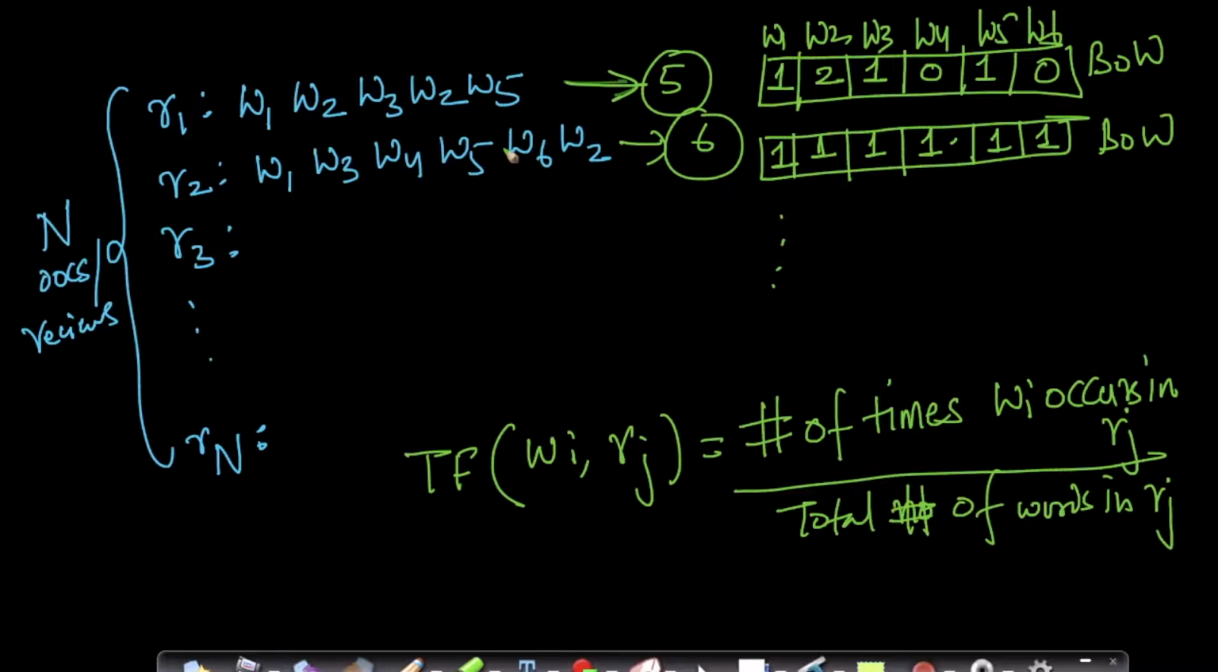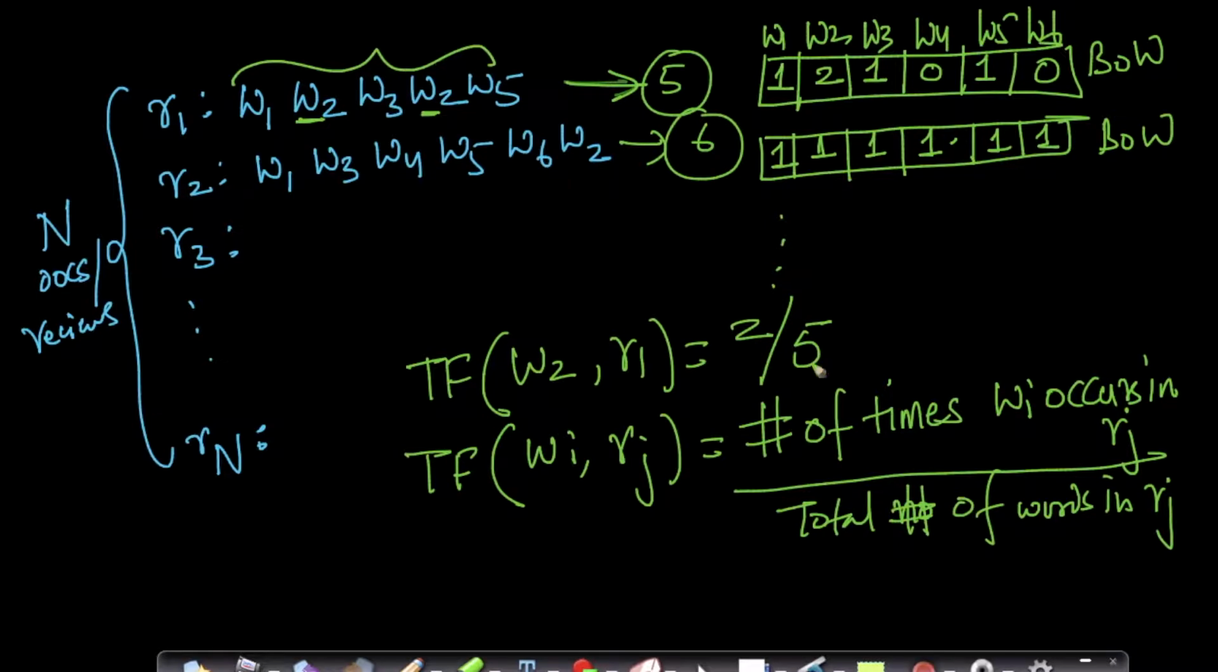So let's take an example. What is the term frequency of, let's say, W2 in R1? How many times does W2 occur? From the bag of words, I can quickly see that it occurs 2 times. So it is 2 divided by how many words there are in R1, which is 5 words. So the term frequency of W2 in R1 is the number of times W2 occurs, which is twice, divided by the total number of words, 5.